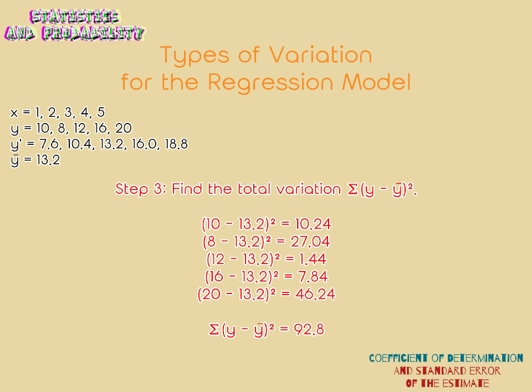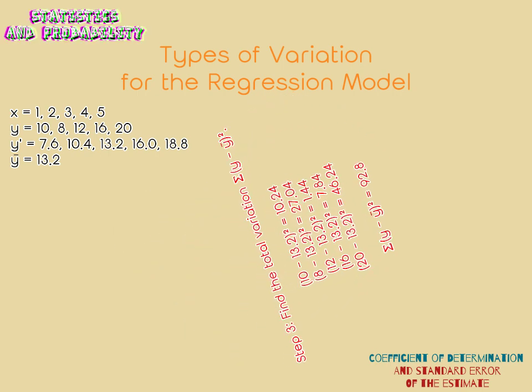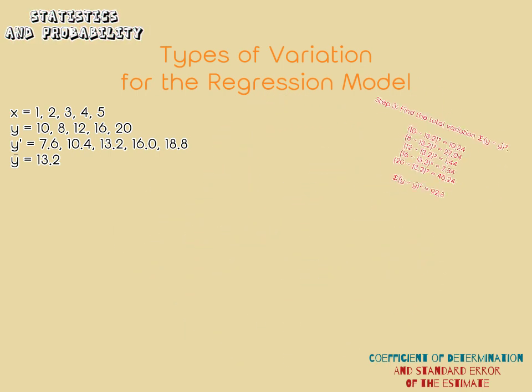We're just going to add them all to come up with our total variation. So 10.24 plus 27.04 plus 1.44 plus 7.84 plus 46.24 is equal to 92.8. So our total variation is 92.8.